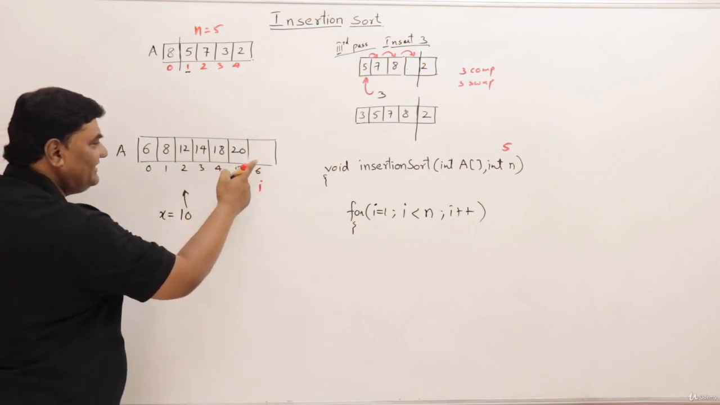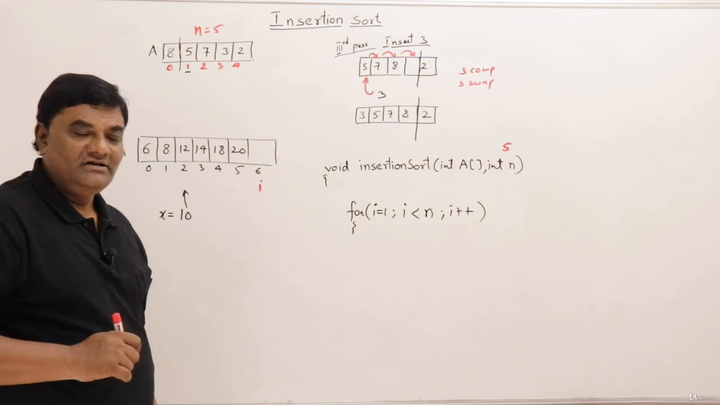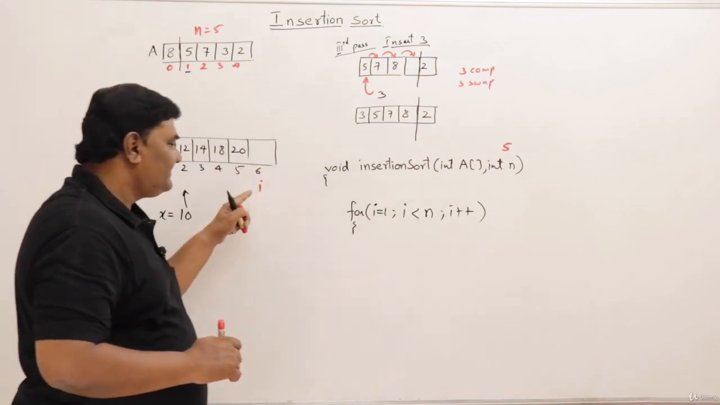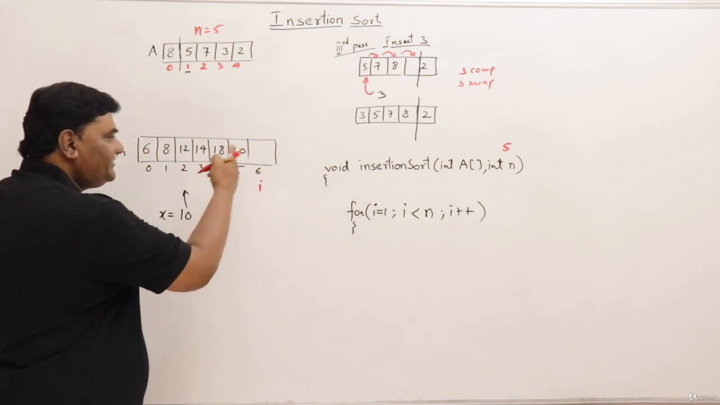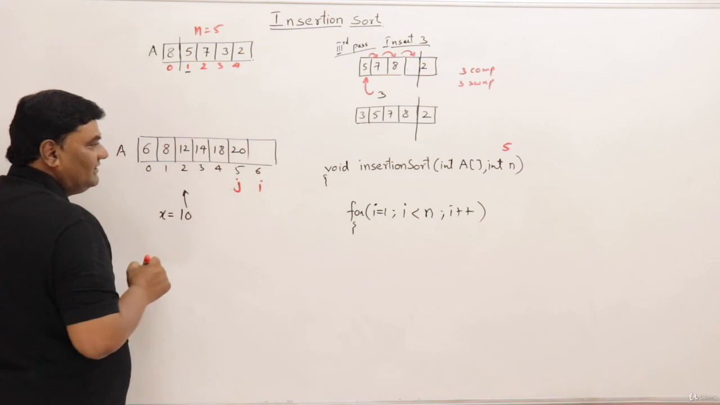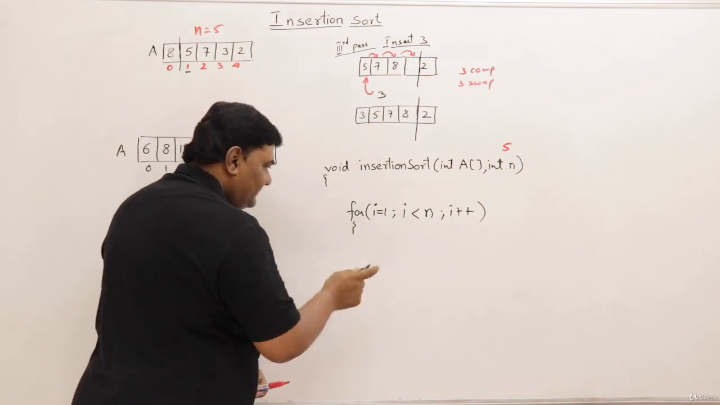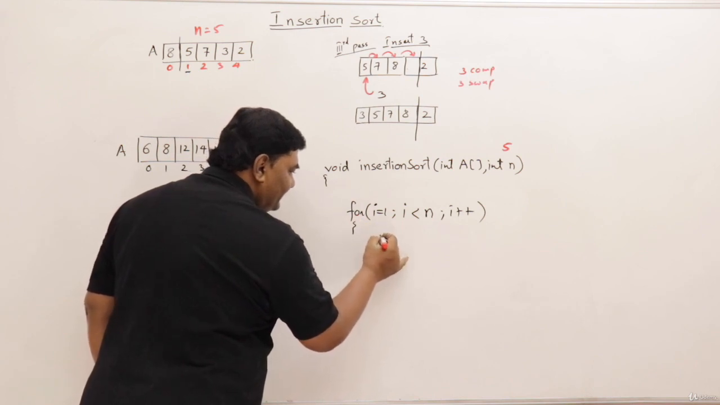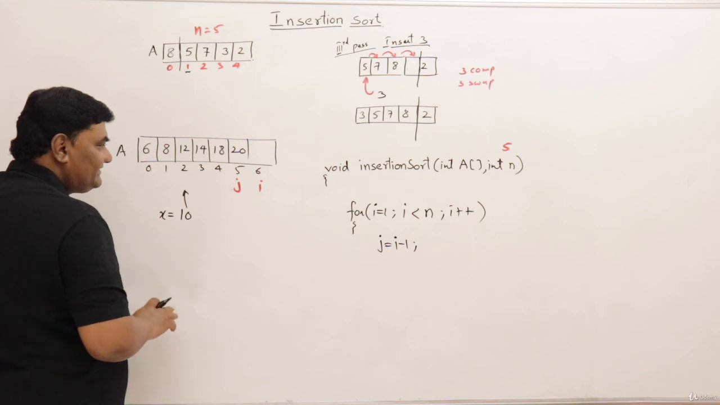Now I have to shift the elements and insert this 10 in a sorted position. Right now this i is on 6. Now what is the procedure? Where should I start shifting from? From this element onward. So I will take j here. j is i minus 1. Yes, the first thing I need is j. j is i minus 1.